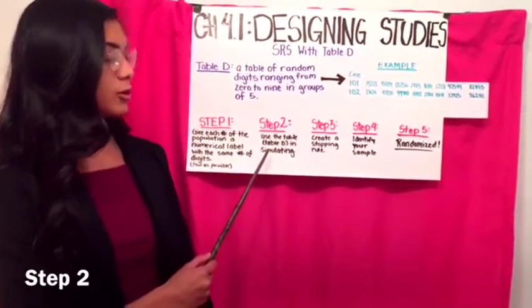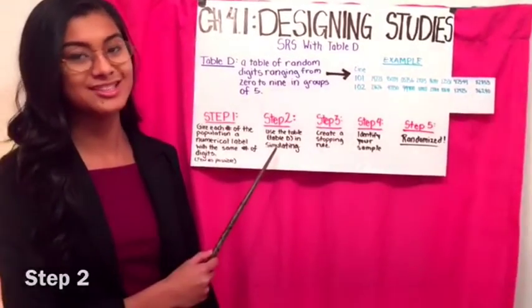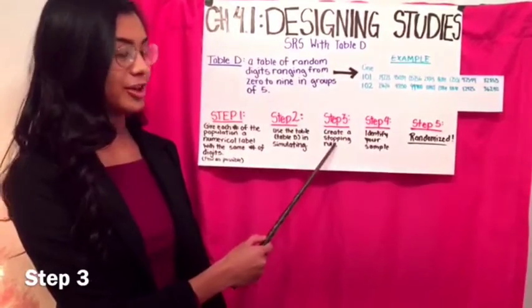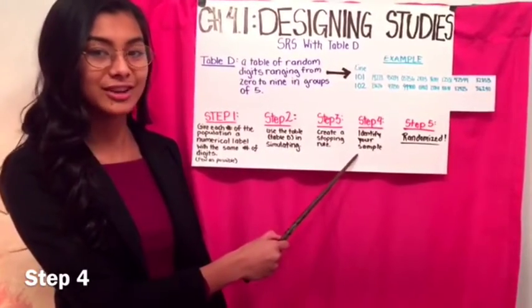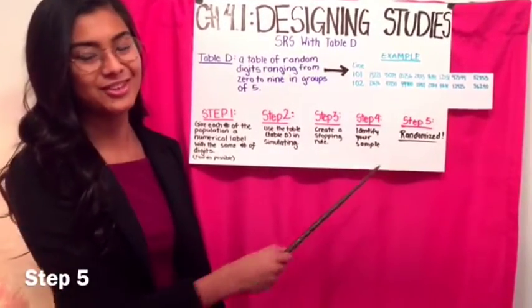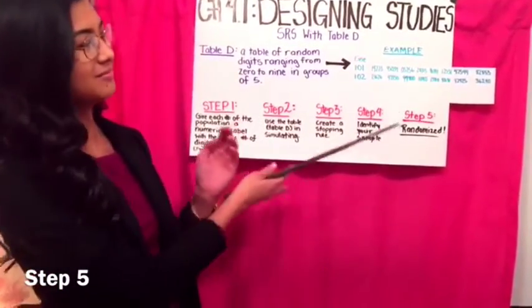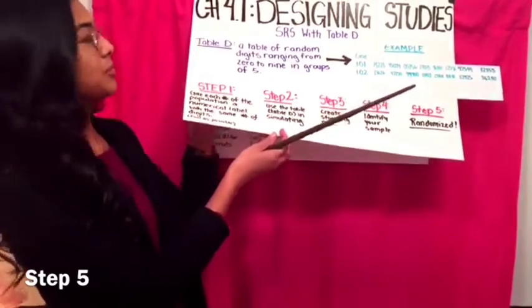Step 2, you're going to use the Table D in simulating. Step 3, create a stopping rule. Step 4, identify your sample. And step 5, you are randomized now. Now let's have an example.